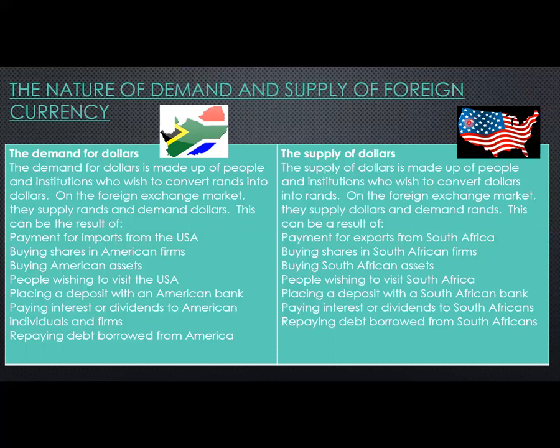Why would America supply us with dollars? Maybe to pay for exports from South Africa. Maybe they want to buy shares in South African firms. Maybe they want to buy South African assets. Maybe Americans want to come and visit South Africa, place a deposit with a South African bank, repay interest or dividends to South Africans, or repay any debt that they've borrowed from South Africa.